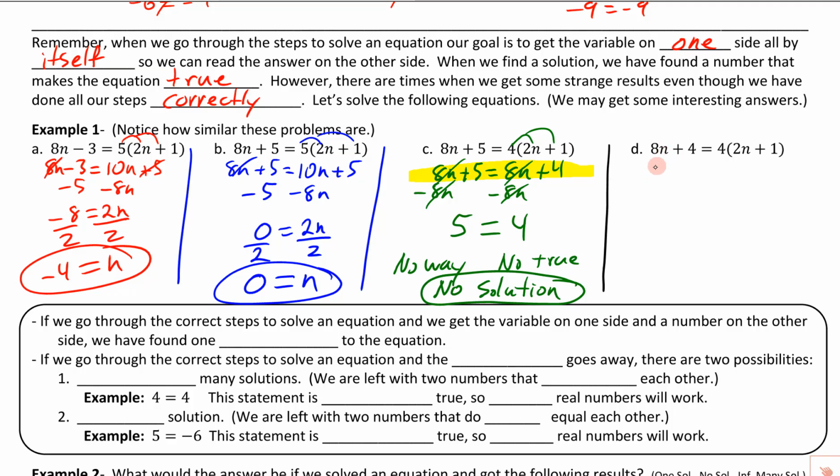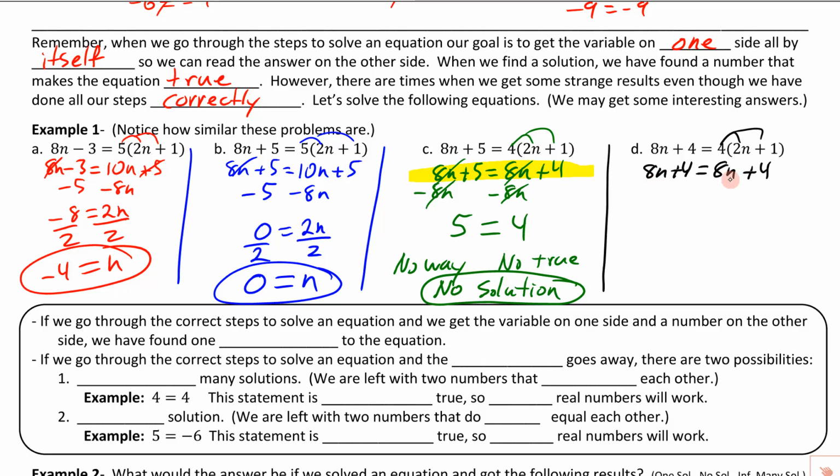All right, let's take a look at this one. So this one has no distributing, so I'm going to go ahead and write down the 8n plus 4. Then over on the other side, I'm going to distribute through, and I get 8n plus 4, because 4 times 2n is 8n, and then 4 times 1 is 4.